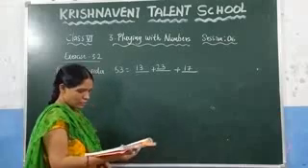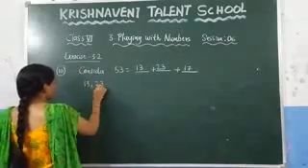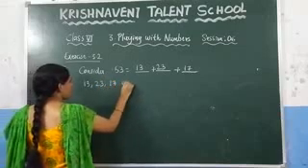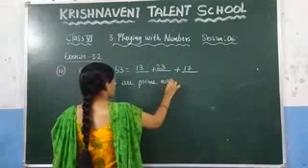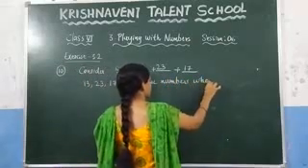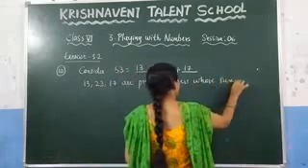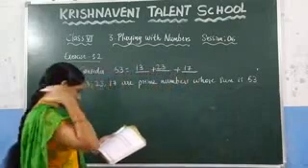Now write the answer here. 13, 23, 17 are prime numbers whose sum is 53. Okay. Now see the next question here.